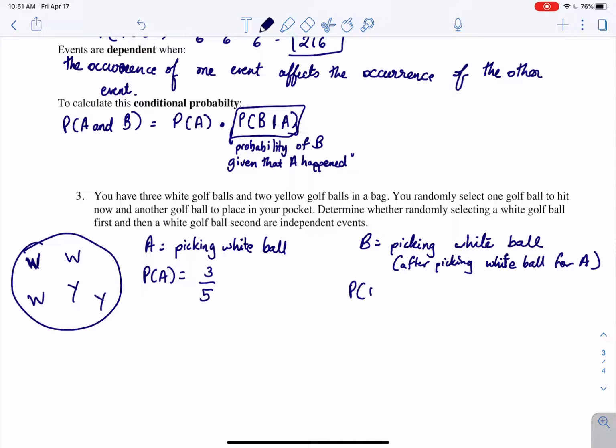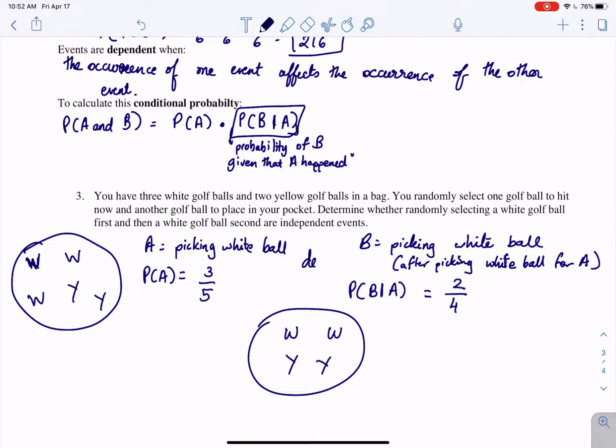Here we want to know the probability that we pick a white ball, given that we've already picked another white ball first, right? Given that A happened. If I picked a white ball, now you remove one of your white balls. Now you only have 2 white balls left. So this probability is 2 out of 4 balls now. See how the probability changed there? That's what dependent event means. This is a dependent event because the probability changes.